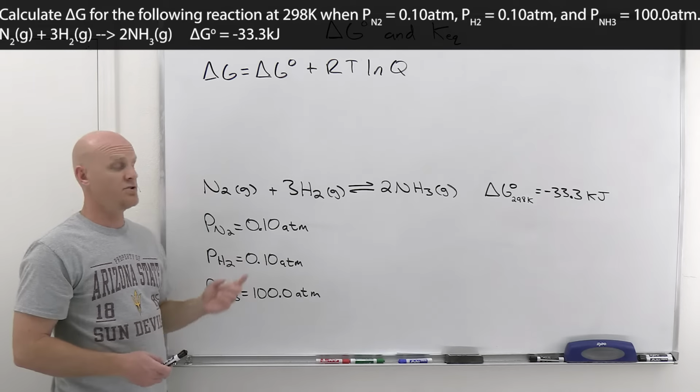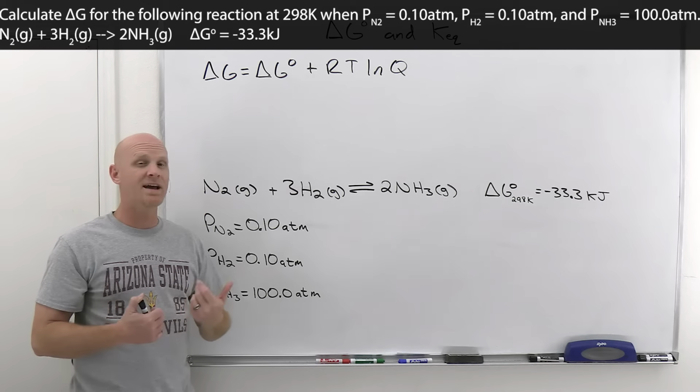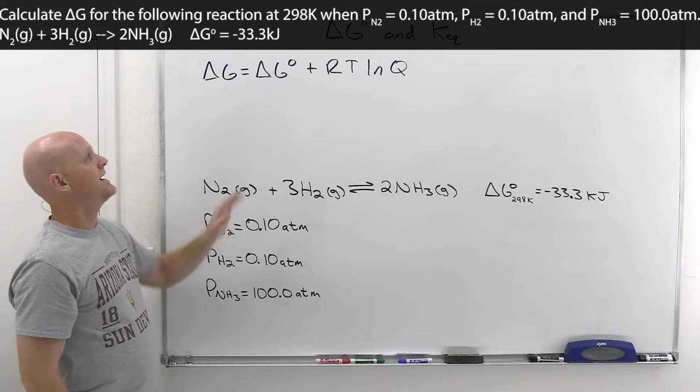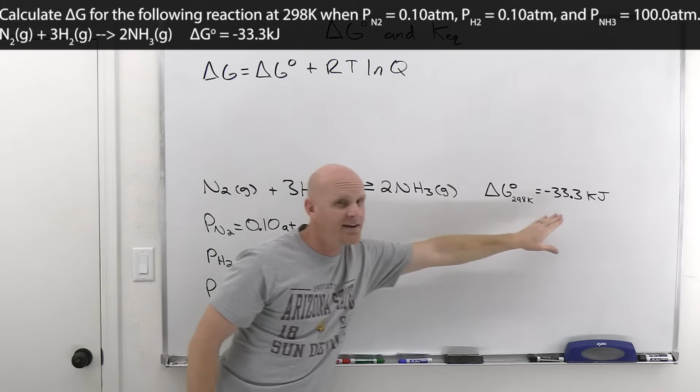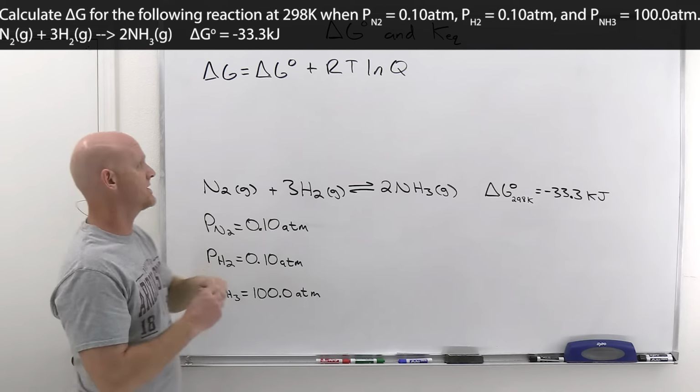First thing you're supposed to realize is that you're not under standard conditions. These are not all equal to 1. So you're not under standard conditions. And if you're being asked to calculate delta G when you're not under standard conditions, that's the equation you use. And you need the standard value. That's why it had to be provided here. But that's just where you start. And then you've got to add in this fudge factor here. And so that's what we're going to do here.